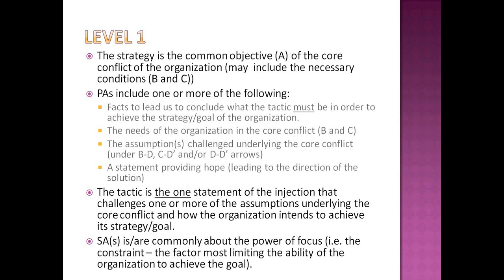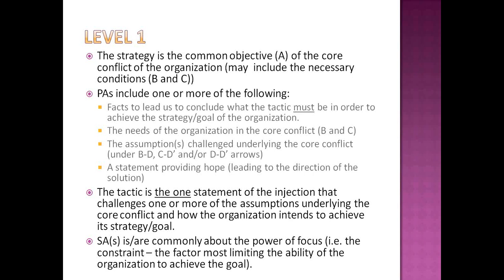I want to emphasize that this is particularly important on level 1, to write the tactic in one statement, one sentence. If you came up with an injection to challenge 2 assumptions under the BD, CD prime, and DD prime arrows, then you need to combine that into one verbalization. In the lower levels of the S&T tree, it's perfectly acceptable to write more than one tactic, and it actually makes sense to divide them into separate tactics. But at level 1, this is the focus of the organization. It should be just one statement of how we're going to achieve the strategy or goal of the organization.